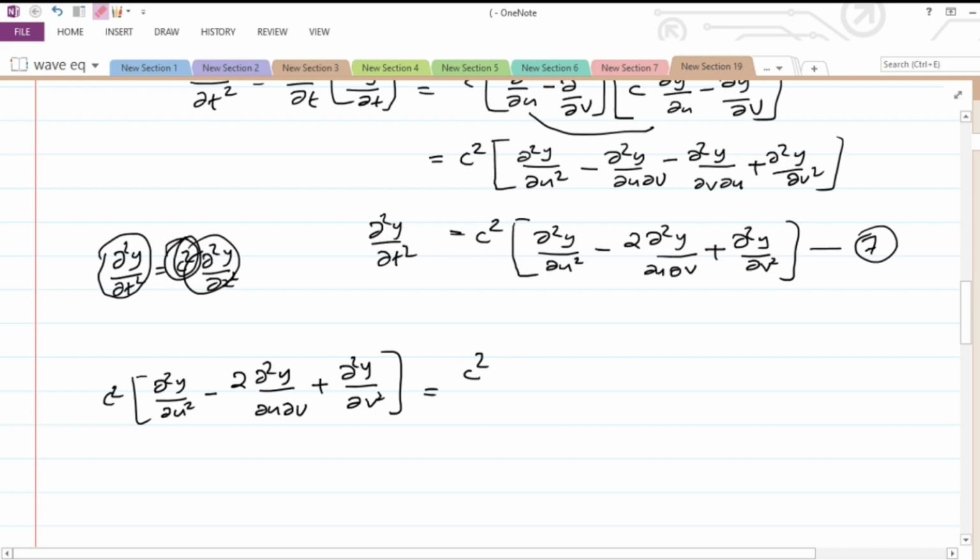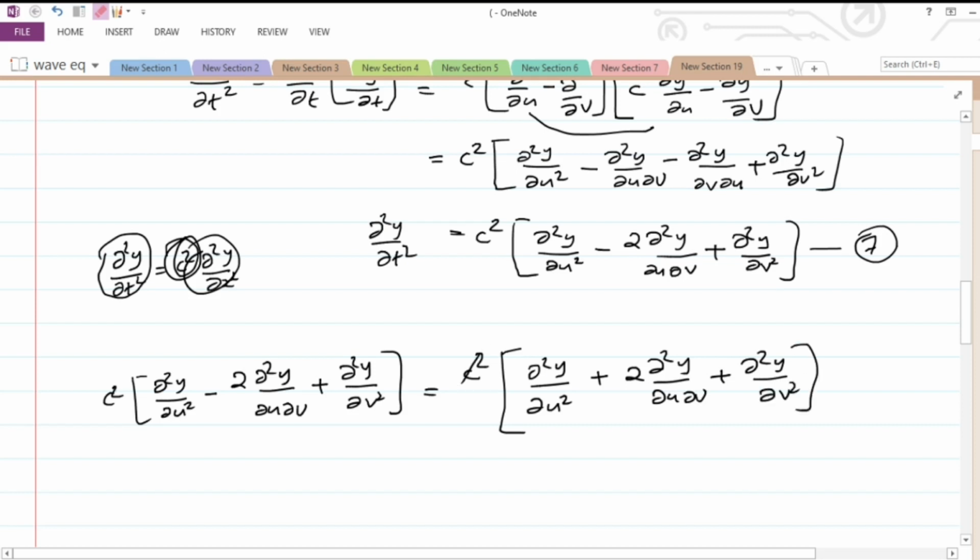In the wave equation, c square, we substitute that, and then you substitute equation number 4, that is ∂²y/∂x² equal to ∂²y/∂u² plus 2 ∂²y/∂u∂v plus ∂²y/∂v². From this you can cancel c square.